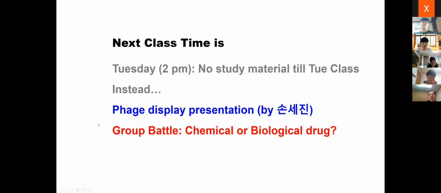Fortunately, we have one chemical drug, but that's only one. So if Young-hoon should fight against all six, then that's not fair. How should we do this? Young-hoon, what do you say? Or anybody, go ahead. Actually, I talked about small molecule for biological drug. Small molecule for biological drug. What is it?